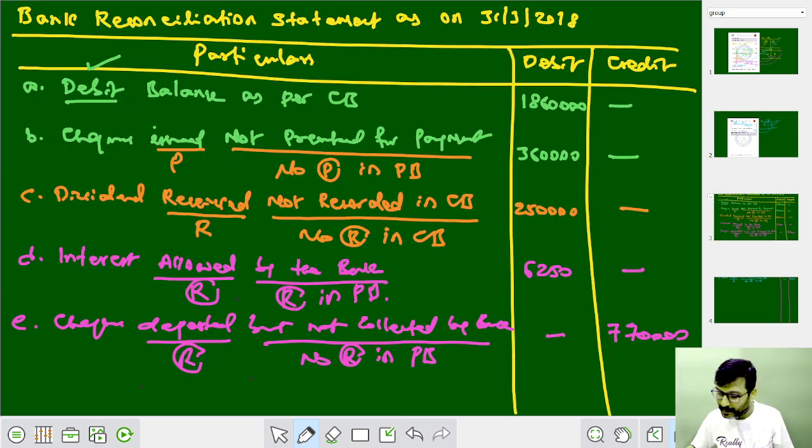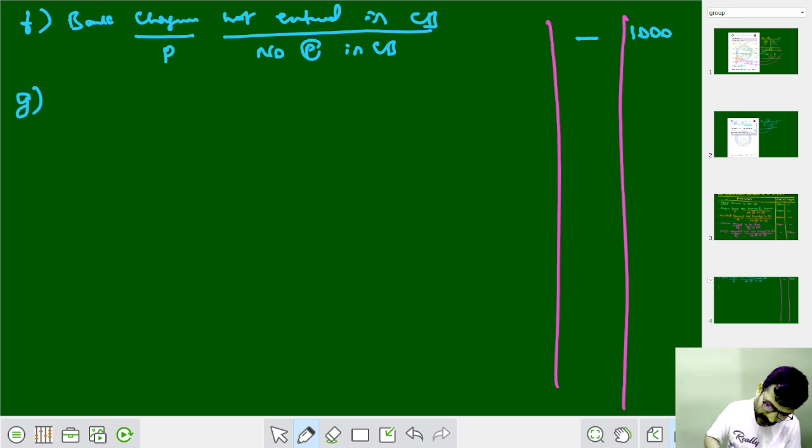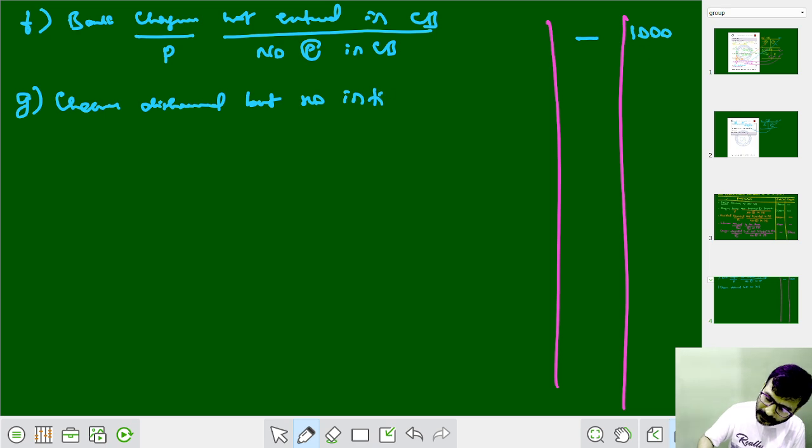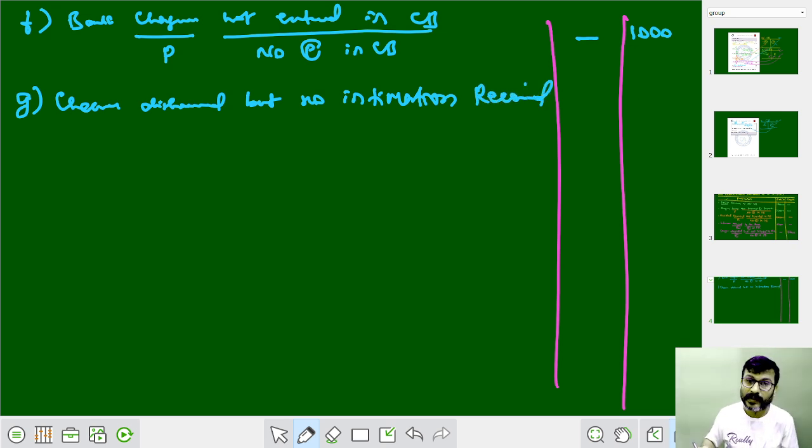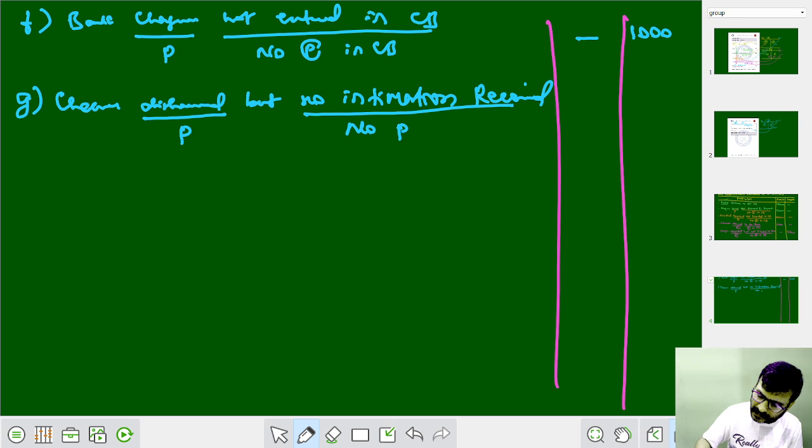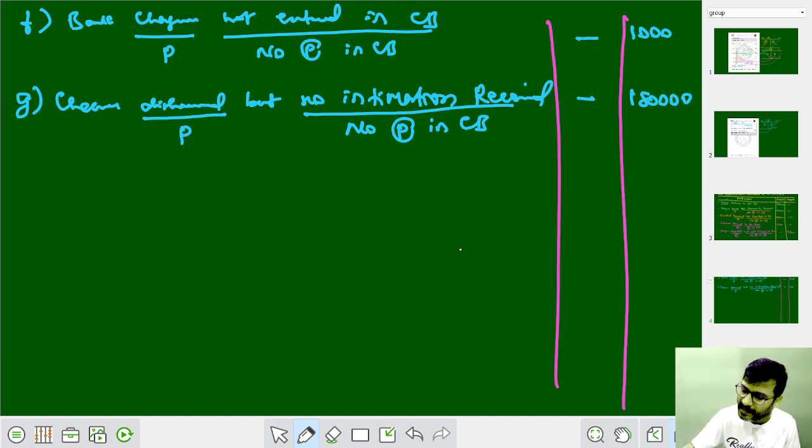Shall we write? So the point number G, right? Checks dishonored. No need to write deposited, which is past tense. But no intimation received means what? Dishonored means payment. No intimation received means no payment in cash book, means no credit in cash book. So where do we have to take it? We have to take it on the same side, that is credit side, with 1,80,000. I hope, my dear children, you got it.